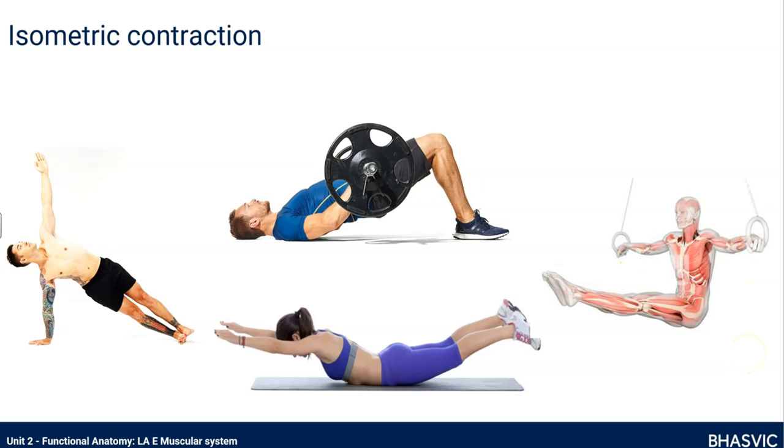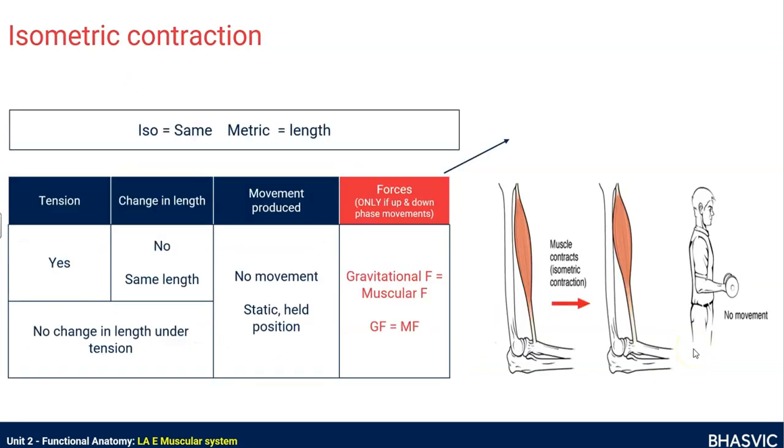So all of these athletes, as I said, are not moving. They are maintaining this position whilst remaining static, and there are muscles that are working isometrically to enable them to remain in that static position. So let's have a look at what isometric contraction means.